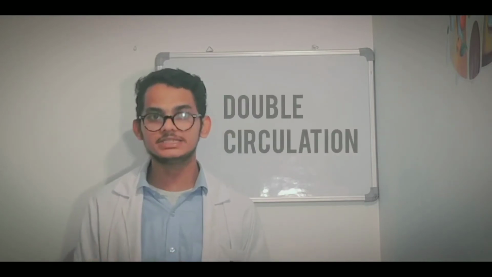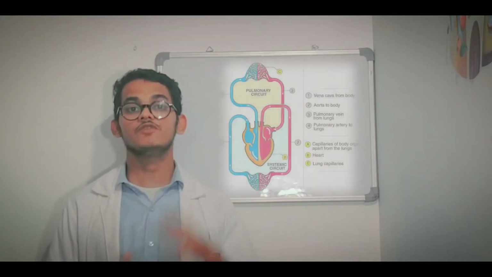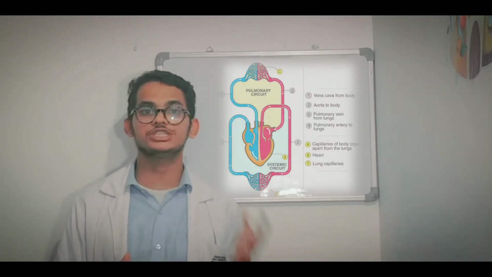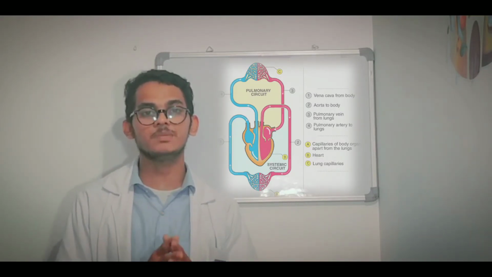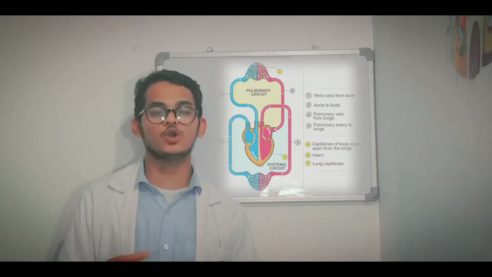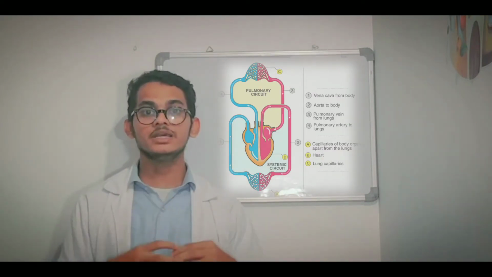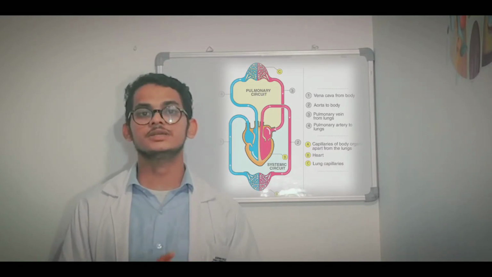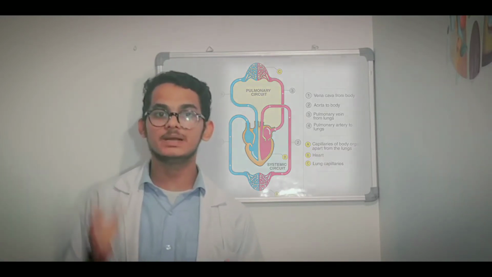Now let us study the human circulation mechanism, which is called double circulation. As I explained earlier, the heart is the principal organ of circulation. One side of the heart pumps the deoxygenated blood and the other side of the heart pumps the oxygenated blood, and the main advantage of double circulation is that the oxygenated and deoxygenated blood never mix with each other, as they are separated by the septum. This is called double circulation.